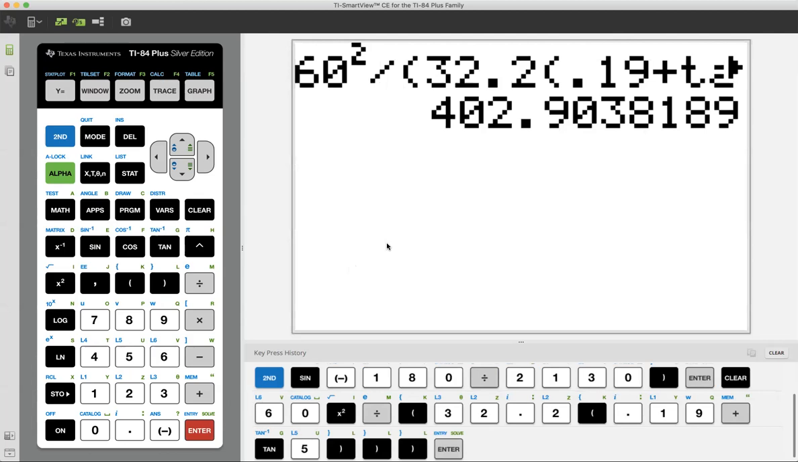And there is the final answer, 402.9 feet. This says round to the nearest whole number, so that would be 403. So I'm writing that down, 403 feet approximately.